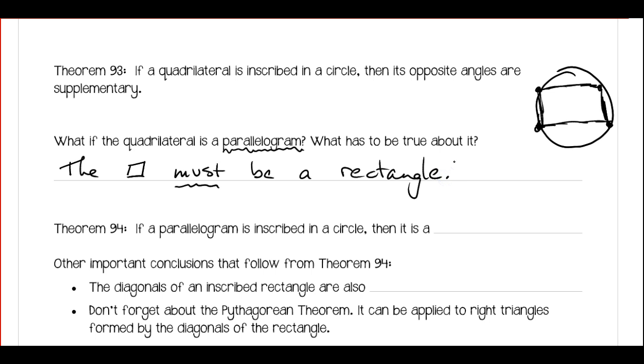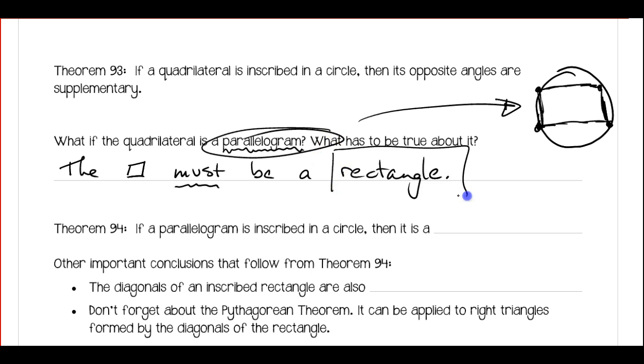Okay, so keep that in mind. If you know that you have a parallelogram and it's inscribed in a circle, then you know it has to be a rectangle. Okay, so that gives us Theorem 94. If a parallelogram is inscribed in a circle, then it is a rectangle.